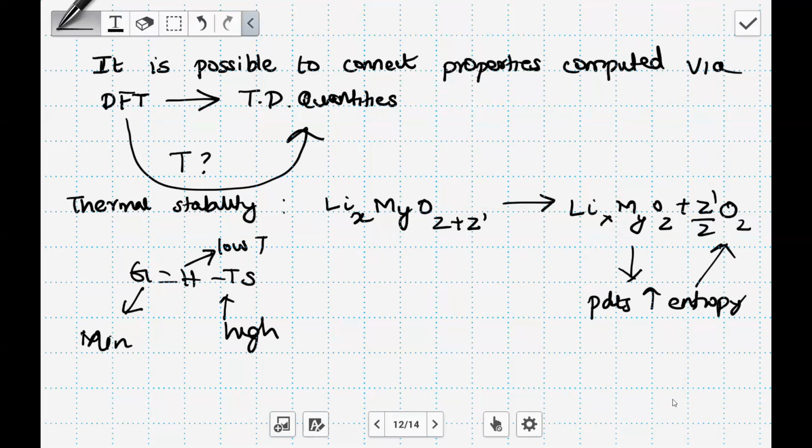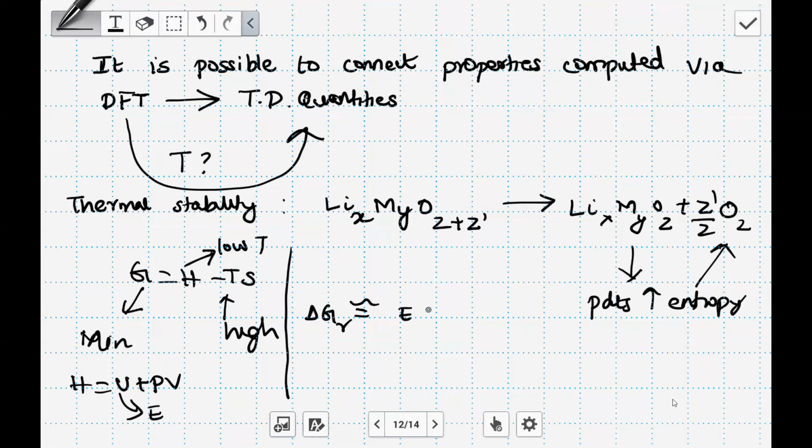Typically in DFT, how do you go about doing this? You approximate this G of this reaction. You typically don't calculate H. H is equal to U plus PV. For solids, this PV contribution is very small compared to U. So you approximate this by just calculating energies, without calculating enthalpy.